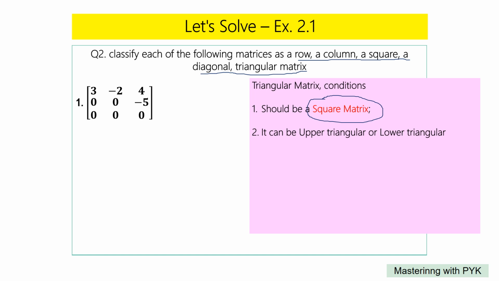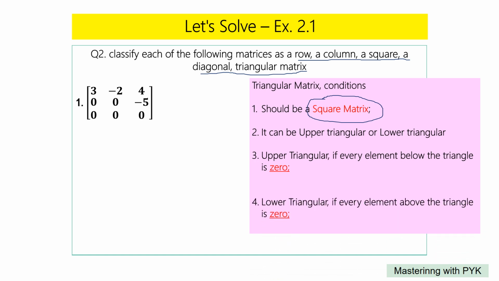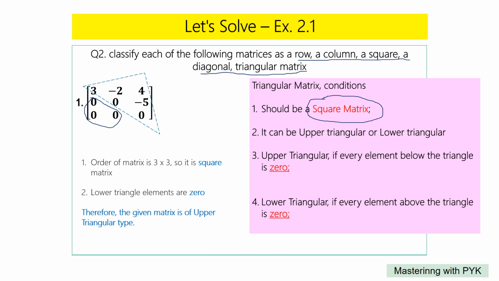It can be an upper triangular or a lower triangular. Upper triangular if all the elements below the triangle are 0, and lower triangular if all the elements above the triangle are 0. So in this example, we see that all the elements above the triangle and all the elements below the triangle. Right? So we start with identifying whether it is a square matrix or not. Yes, this is an order of 3 by 3 matrix, so it is a square matrix. Lower triangular elements are 0, right? Therefore, the given matrix is an upper triangular matrix.